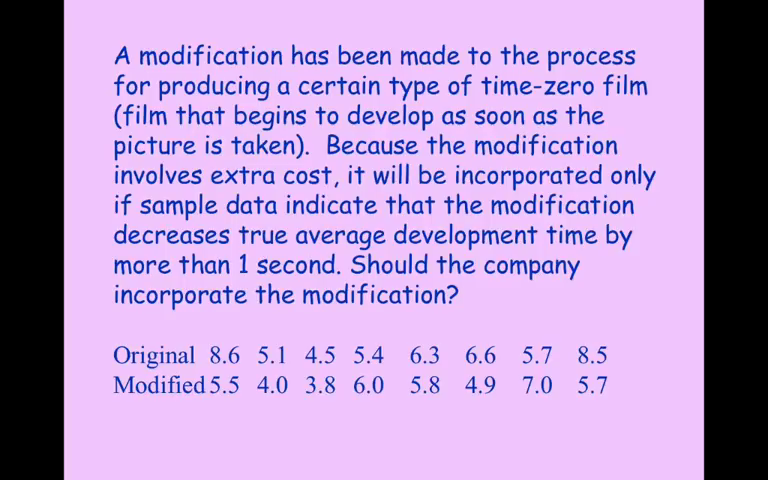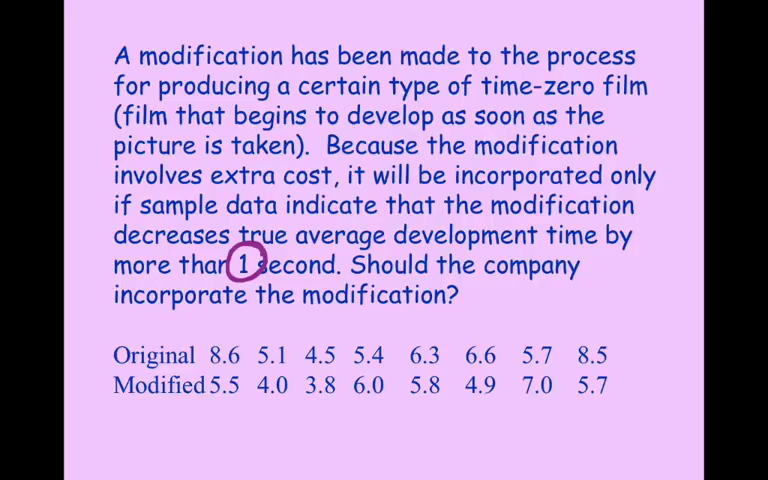Because the modification involves extra cost, it will be incorporated only if sample data indicate that the modification decreases the true average development time by more than 1 second. Should the company incorporate the modification? So this is our difference. We are looking now at a null where we're trying to prove that something is more than a difference of 1.